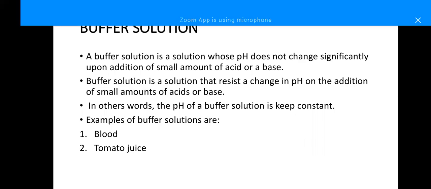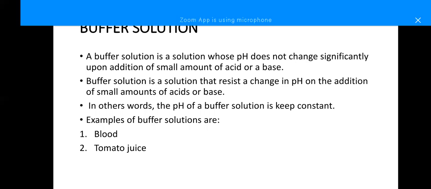A buffer solution is a solution whose pH does not change significantly upon addition of a small amount of an acid or a base. So the moment you add an acid to a solution that is already buffer in nature, the pH wouldn't change.